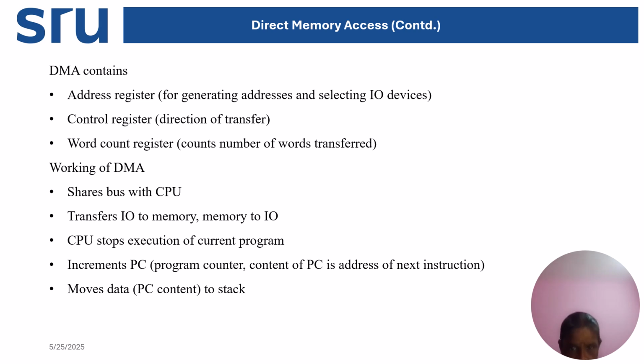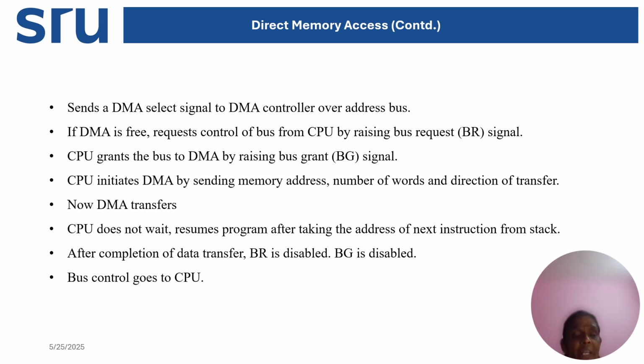This has to be stored in the stack. When the CPU comes back, it will take the address of the next instruction from the stack and then resume the original program. It moves the PC content to the stack, meaning the address of the next instruction is stored in the stack. And next, it sends a DMA select signal to the DMA controller over the address bus. The address bus is used to send the starting address of the data block.